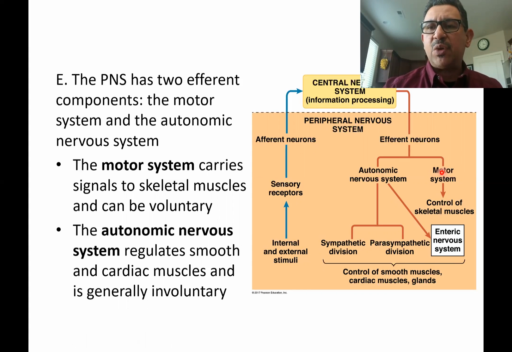The motor system is going to consist of neurons and nerves, actually, to be precise, that are going to be controlling the action of skeletal muscles. Skeletal muscle tissues are going to be found in the parts of the body and muscles that lead to action, to movement. For example, your arms, your legs, your abdomen, your back are going to have skeletal muscle fibers.